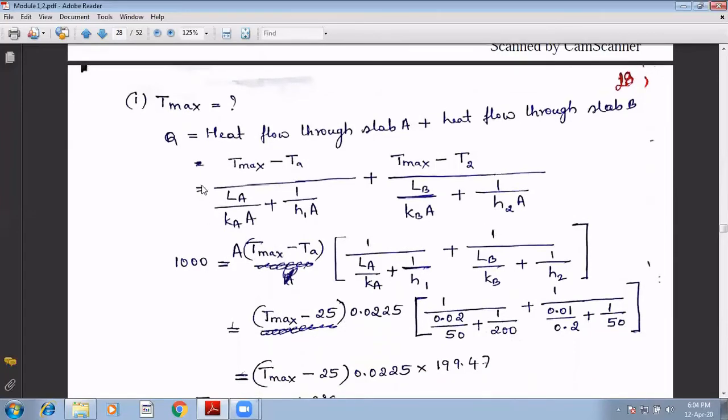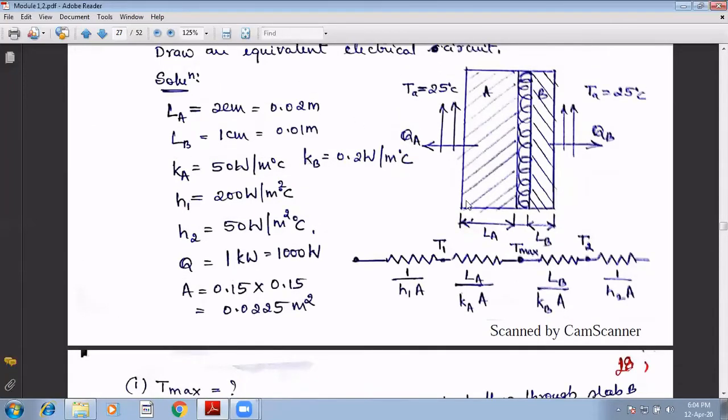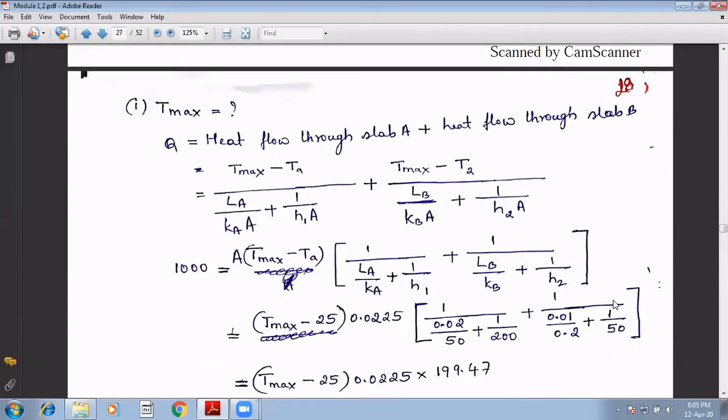Now here, total heat flow is nothing but heat flow through slab A plus heat flow through slab B. How much heat has flowed through slab A? The change in temperature, T max minus TA, out of the two resistances through slab A. Similarly, T max minus T2 or TB out of two resistances, correct? So this is T max minus TA out of two resistances plus T max minus T2 out of two resistances.